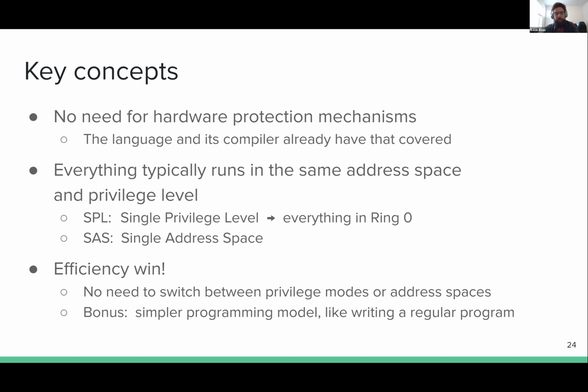This is sometimes called an SAS SPL system, SPL meaning single privilege level, meaning everything is in ring 0, and single address space, meaning that you're not switching between multiple process address spaces, right? It doesn't necessarily mean that you only use physical addresses, though some systems do. You could just have a single virtual address space, and that maps to physical addresses. Right? So this results in an efficiency bonus, right? There's no need to switch between privilege modes or address spaces, which does constitute overhead.